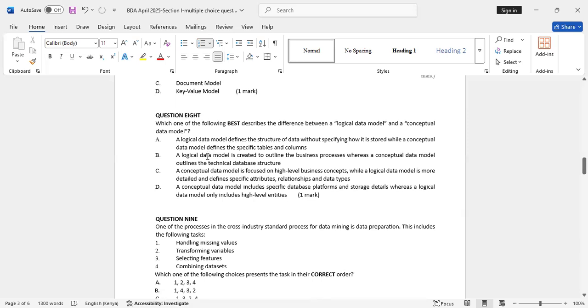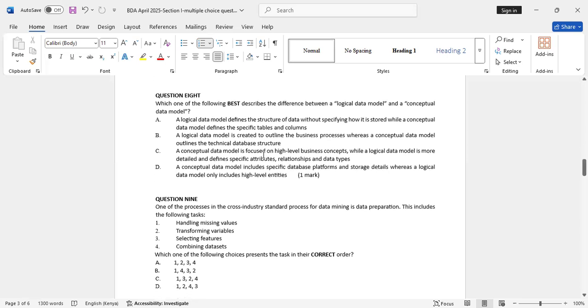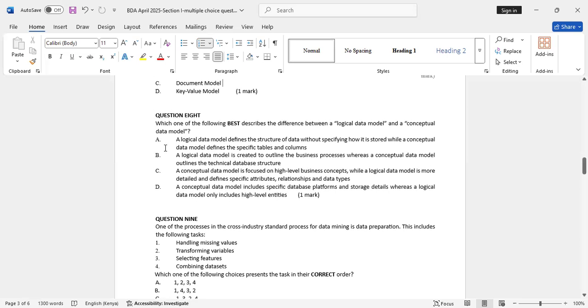A: a logical data model defines the structure of data without specifying how it is stored, while a conceptual data model defines the specific tables and columns. That's not true when it comes to conceptual, because conceptual does not even specify. So I'll eliminate A on my side.